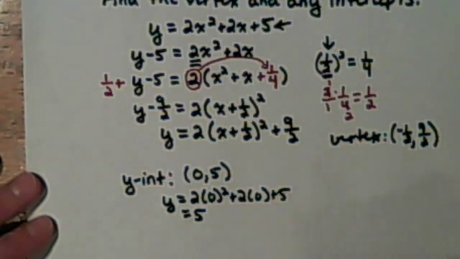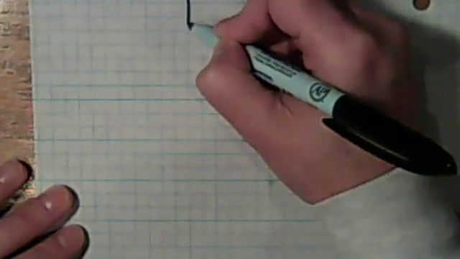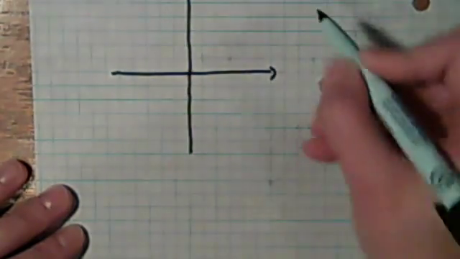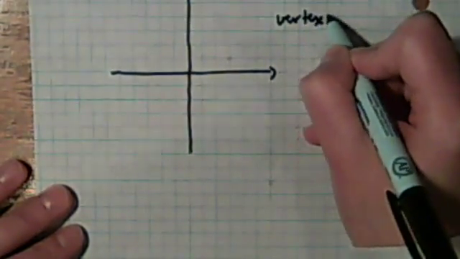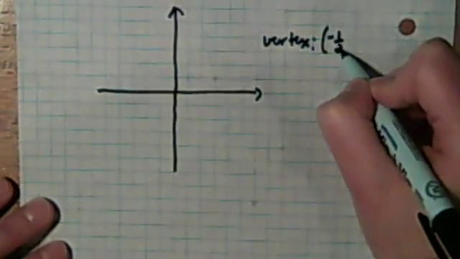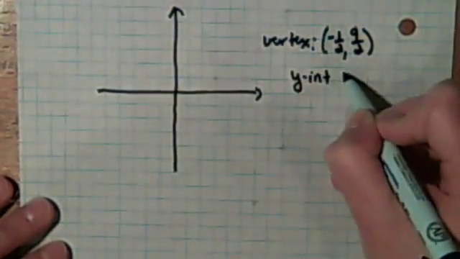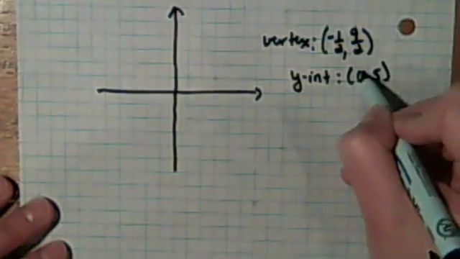Now today I want to kind of look at just graphing it at this point. Last time we actually sketched the graph when we found all the intercepts, but I want to look at it in a slightly different fashion. So let's get our graph here. And remember, the vertex we found was actually negative 1/2 and positive 9/2, and our y-intercept was at 0, 5.